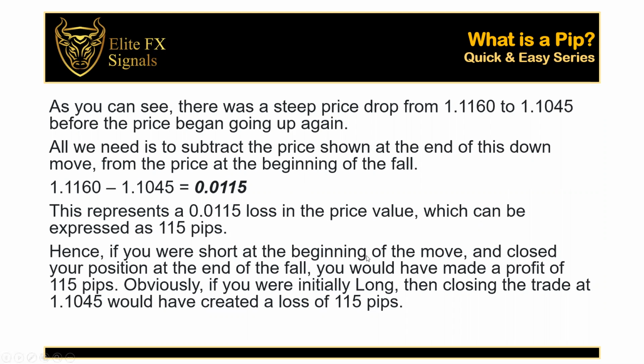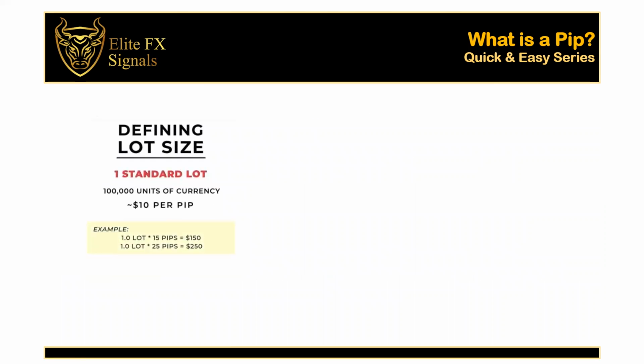Now, if you were short at the beginning of that move and you close the position at the end of the fall, then you would have made a profit of 115 pips. Obviously, if you were in the wrong direction and you were long initially, then you would have lost 115 pips. So it's extremely important to know, we talked about the units of currency that we are using.